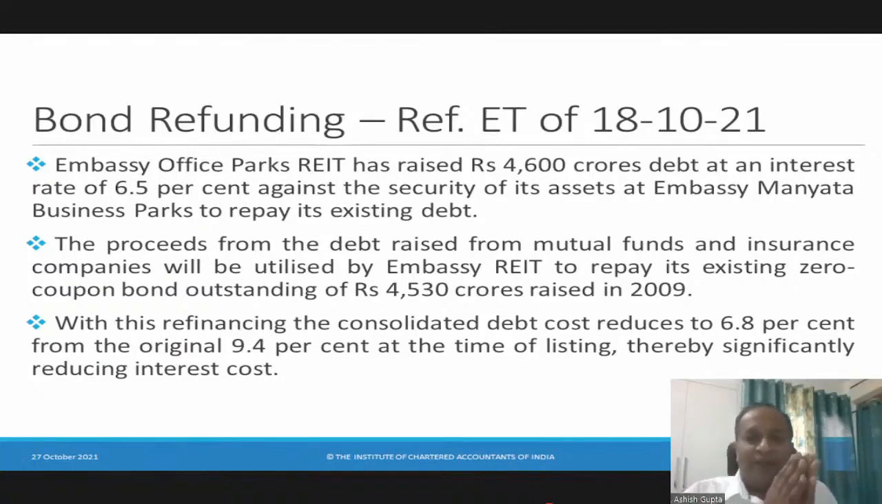So I hope it is clear to you: the company is strategically taking the decision that, why should I pay 9.4% when I can easily cut my interest burden to 6.8%? I hope it is clear to you now. Now let me see the query, then I will proceed further.